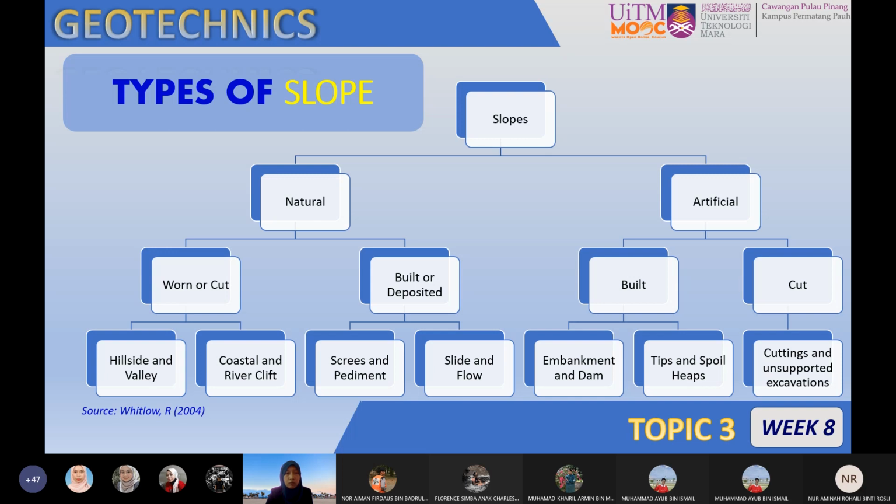What it says here is that we understand the definition of slope, we understand the categories of slope, and we have to take precautions when dealing with slope failure or slope stability. And then when we go to the category of built, man-made or cut slope, these are the things that we might find: for example embankment and dam slope, and then the cuttings and unsupported excavation slope. If you are doing road construction, these also involve a cut slope.